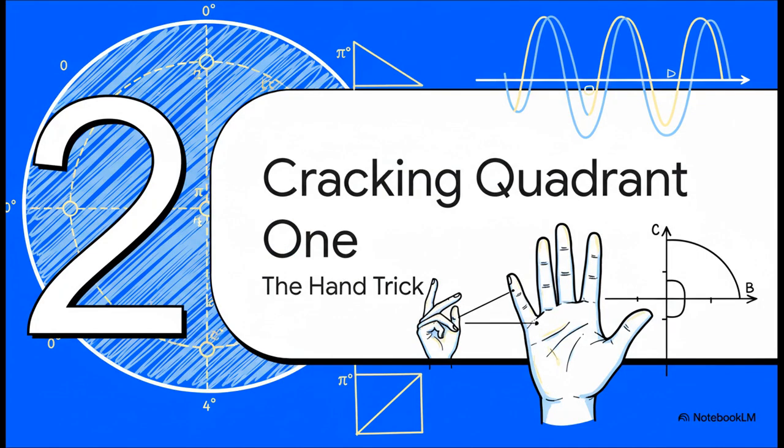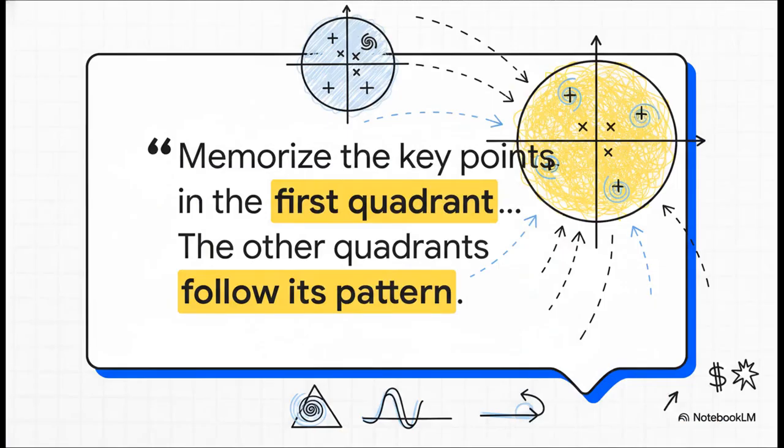All right, we've got the foundation. Now, let's start building. Section 2 is all about cracking quadrant 1 with a fantastic little memory aid. I call it the hand trick. So, why are we so obsessed with this one little quadrant? Because once you know the key points here, the rest of the circle is just a copy-paste job. They all follow the exact same pattern. This is where we get the most bang for our buck.